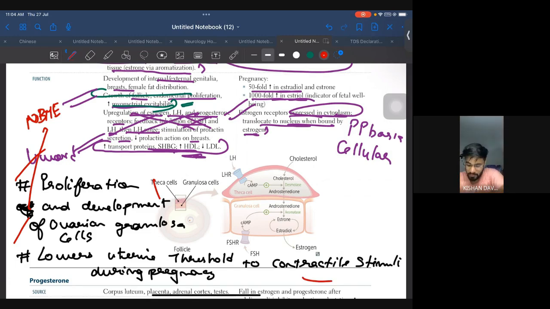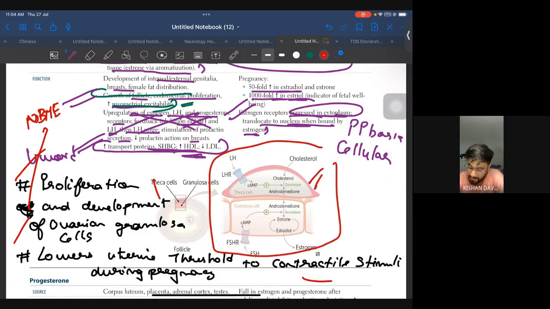And one more thing, be thorough with this diagram: what functions are happening in theca cells and what is happening in granulosa cells. You can see that in the granulosa cells, aromatase causes aromatization.